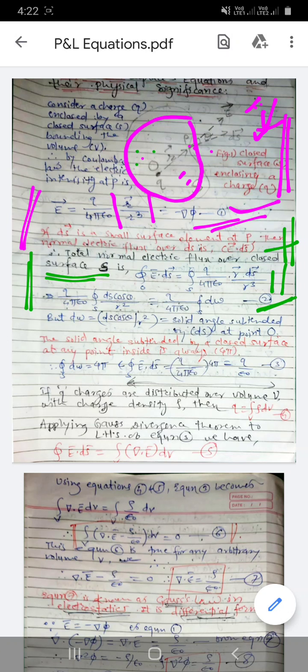Equation number 3. It is the solid angle subtended by a closed surface at any point inside, which is always equal to 4 pi. Hence, surface integral of d omega equal to surface integral E bar dot ds bar equal to Q upon 4 pi epsilon 0 into 4 pi equal to only Q upon epsilon 0. It is expressed by this equation number 3.